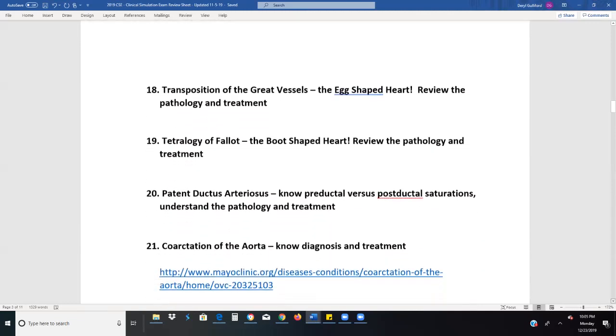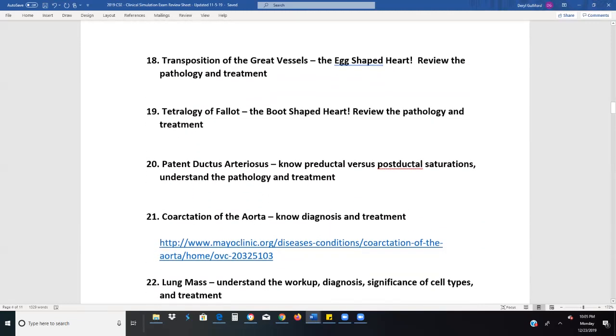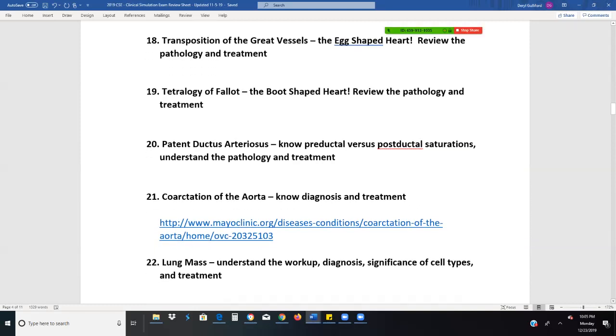Transposition of the great vessels, the egg-shaped heart. This is a congenital heart defect, and you definitely need to know about this. So review the pathology and treatment. Tetralogy of Fallot, the boot-shaped heart. Review the pathology and treatment. These are all neonatal cases.